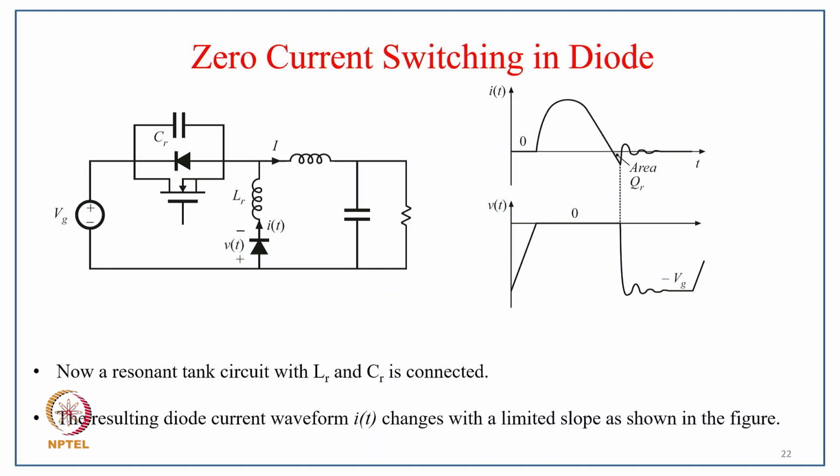And typically coming to the circuit here again with zero current switching. If we have zero current switching, we typically have resonant elements CR and LR. The CR is in parallel with the switching device, and LR is in series with the diode. So the reverse recovery current reduces to quite a low value, and the voltage across the diode is also as shown here. Now a resonant tank with L and C is connected, and the resulting diode waveform IT changes with a limited slope as shown in the figure.